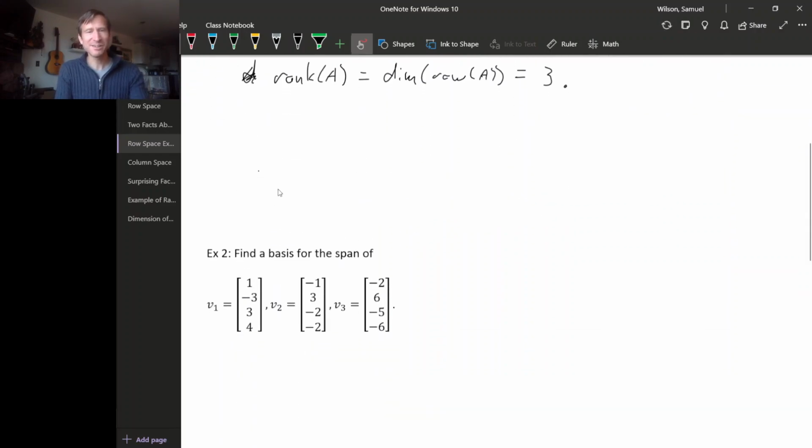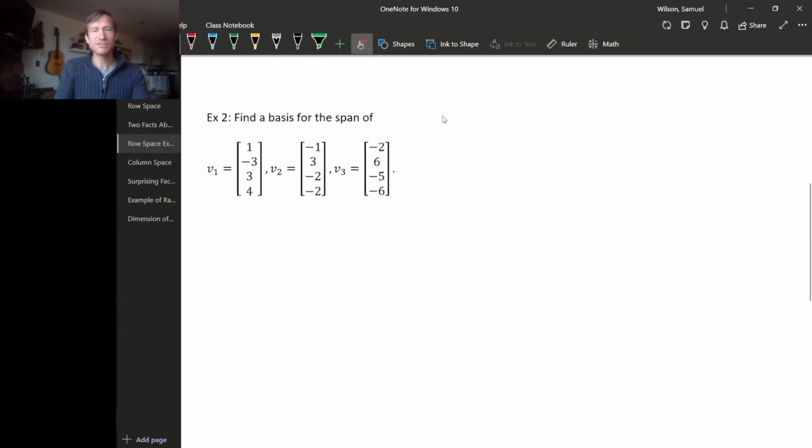All right, let's look at another example. Let's find a basis for the span of these vectors. Now, this doesn't obviously have anything to do with row spaces, but to find a basis for a span, well, if these were rows in a matrix, we could find a basis for the span of the rows by doing row reduction and then taking the non-zero rows.